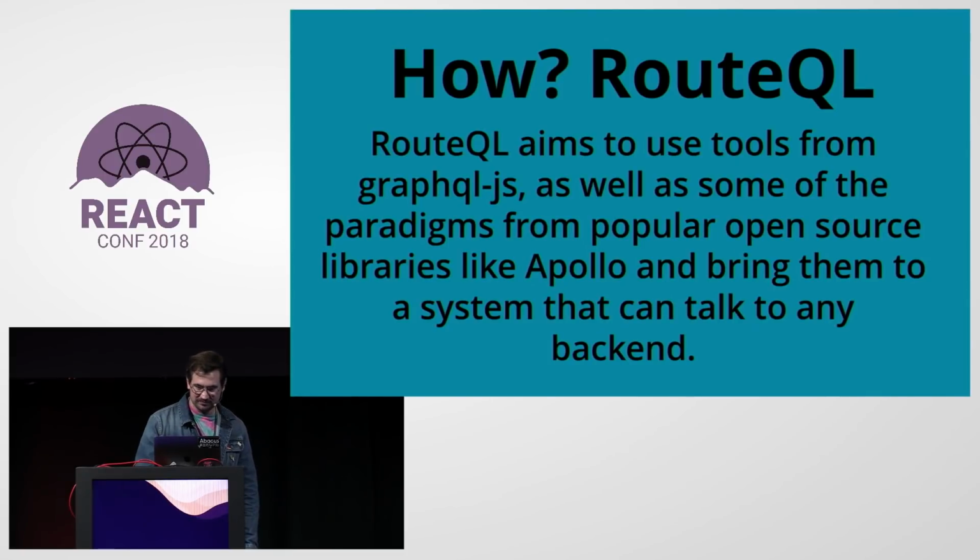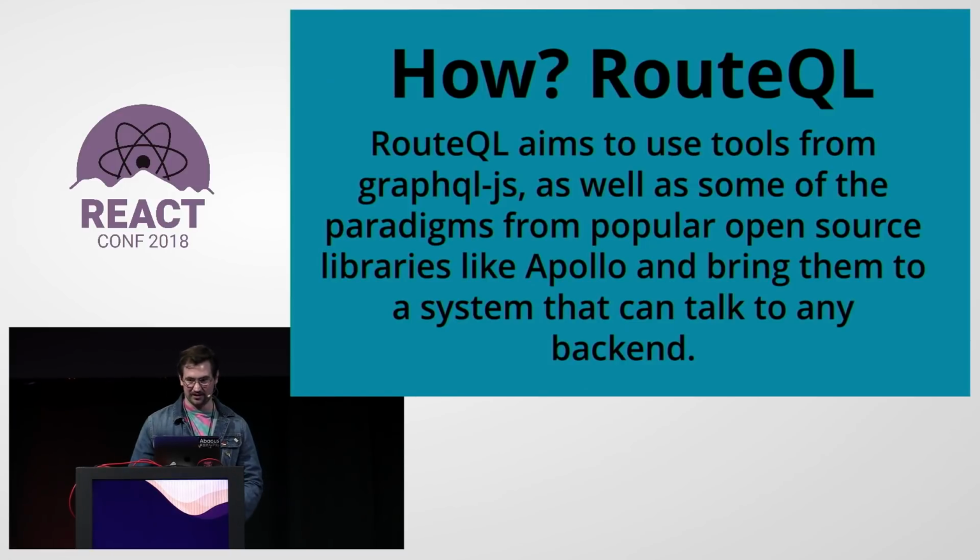So how? I'm only going to talk about one specific thing because it's something I made, and I know the most about the things that I made. So RouteQL is what I call it for now. Name pending, patent not. Essentially, it's based on using these tools from GraphQL JS and the paradigms that have been made popular by Apollo, which is a tool I've used extensively, and kind of just building a system that can agnostically query any backend.